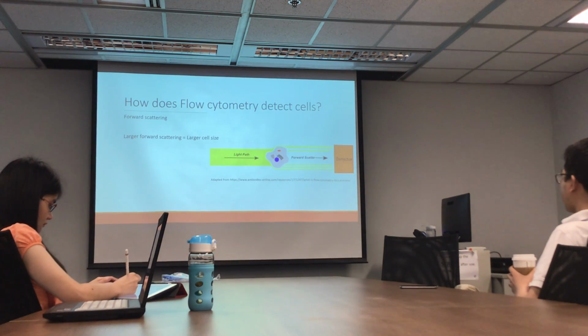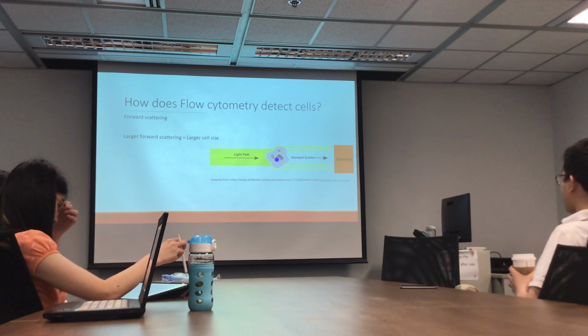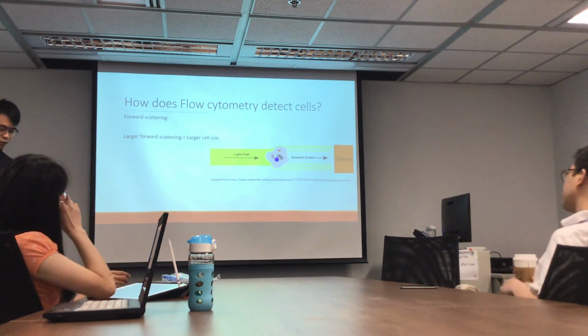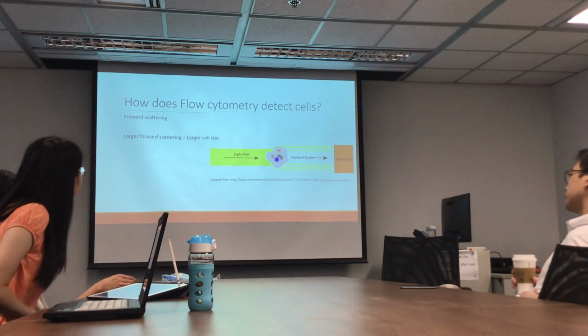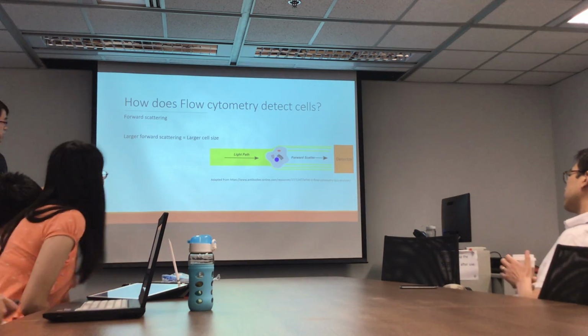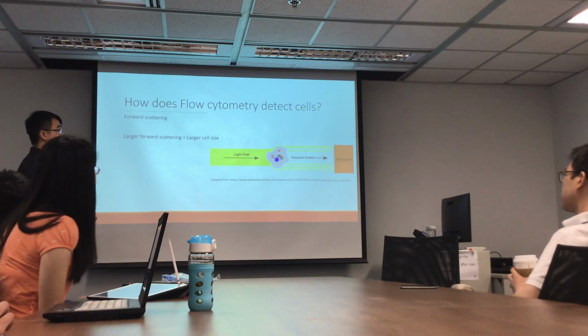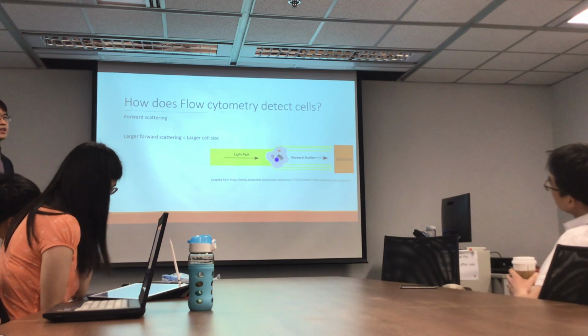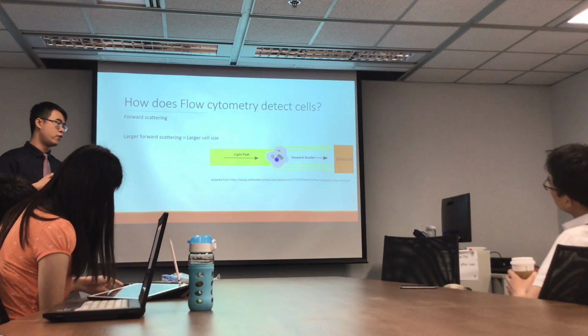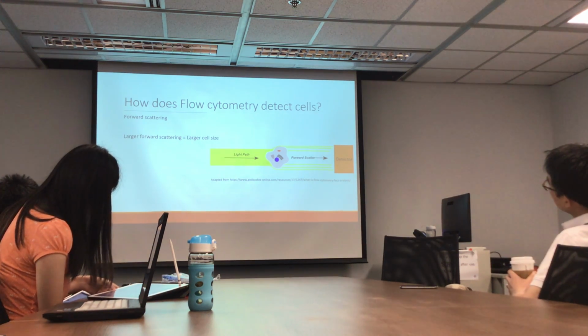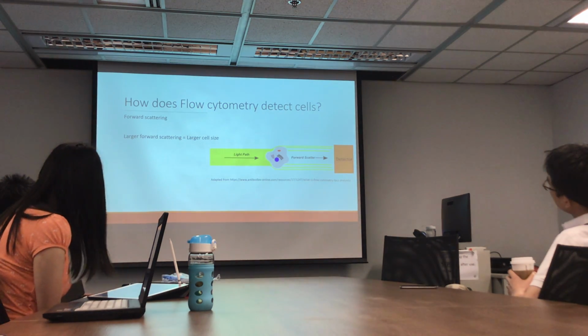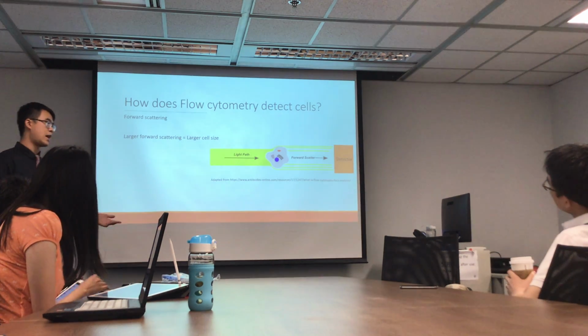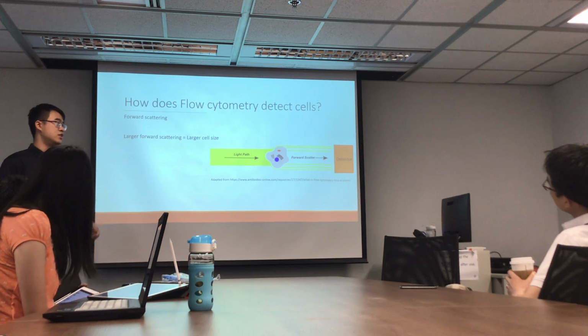Moving on, we'll talk about how a flow cytometer detects cells. It mainly does that in two ways. The first way we call forward scattering. It's simply when a light path, in our case a laser beam, hits a cell, and the cell causes forward scattering depending on its size. The extent of the forward scattering is directly proportional to the cell size, and therefore a larger forward scattering means that we have a larger cell.